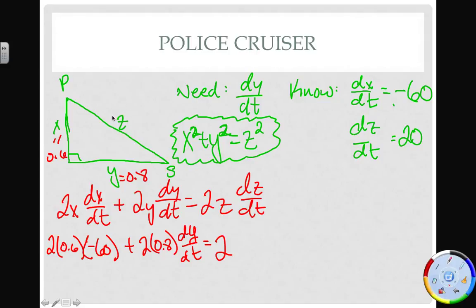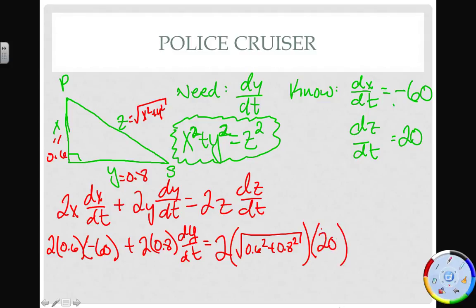Or rather, we do. z, we already know, is the square root of x squared plus y squared. And that's just another use of the Pythagorean theorem. We know that z distance is the square root of the sum of the legs squared. So we're going to get the square root of 0.6 squared plus 0.8 squared. And we know dz/dt to be 20. Well, that's kind of nice, because now that's everything I need to know.